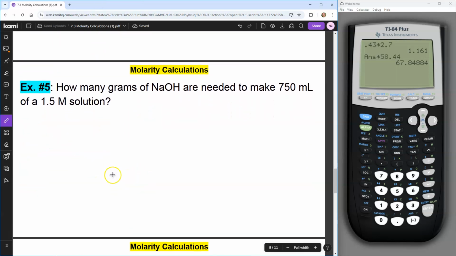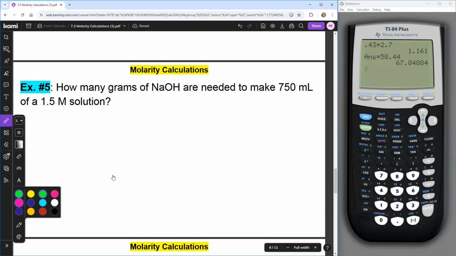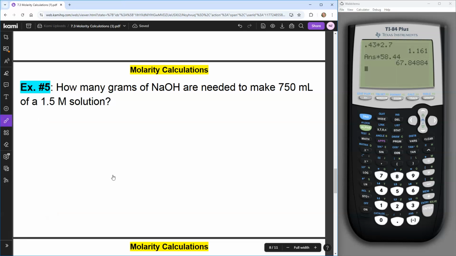Number 5 says, how many grams of sodium hydroxide are needed to make 750 milliliters of a 1.5 molar solution? You're probably thinking, let's start with the molarity. You would be wrong. We're going to start with our milliliters. But we need to convert it to liters first. So watch this. 750 milliliters. We need to convert that to liters. There are 1,000 milliliters in 1 liter.